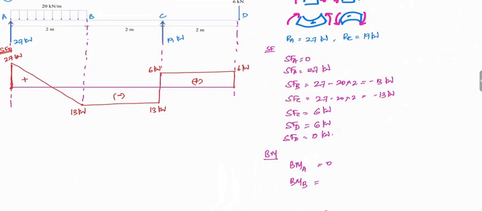So if I write here, this is 27 into 2 minus 20 into 2, that is the UDL, into the distance 2 by 2. 54 minus 40, it makes it 14 kN meter.